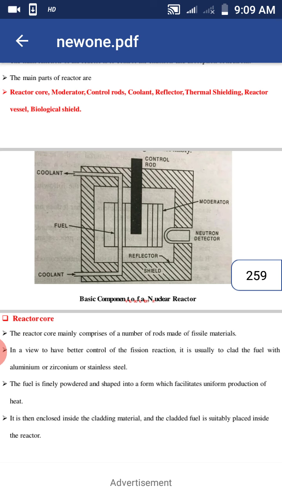Next comes the coolant. The coolant is basically used to take away the heat generated from the fission process, so that the heat does not propagate so much that the entire nuclear reactor may be damaged or broken into pieces. Hence, to reduce the heat in the fission process, we pass coolants, ordinary water or some other coolants, which take away the heat.